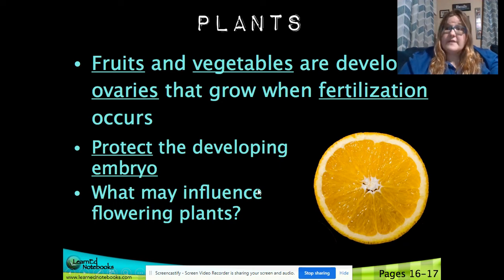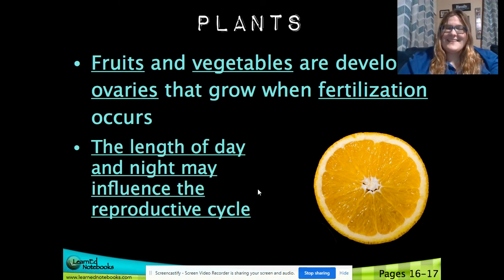What can influence flowering plants? The length of day or night may influence it. If you have more daylight, they're able to grow more. If it's less, it can be less. Types of soil can affect it as well.